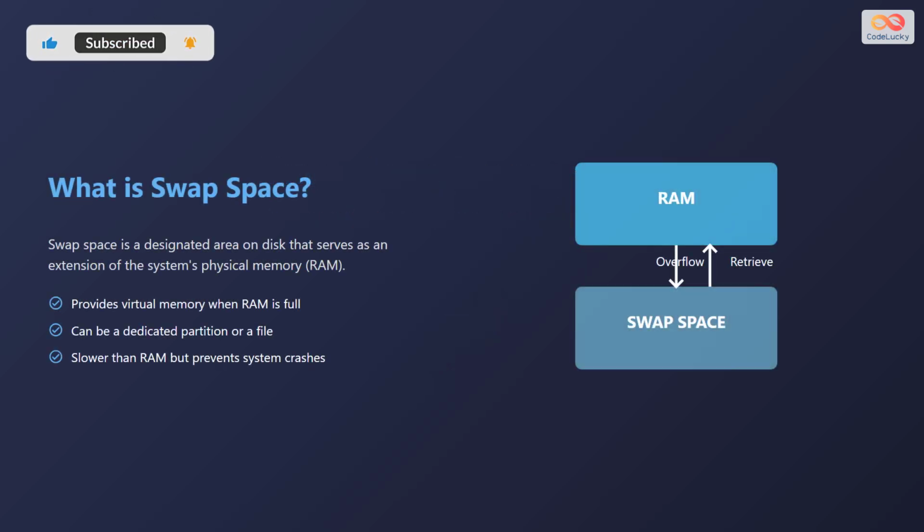Swap space is a designated area on a disk that acts as an extension of your system's physical memory, also known as random access memory, or RAM. It provides virtual memory when your RAM is full. Swap space can be either a dedicated partition on your hard drive or a file. Although it is slower than RAM, swap space prevents system crashes by providing extra memory when your RAM is completely utilized.